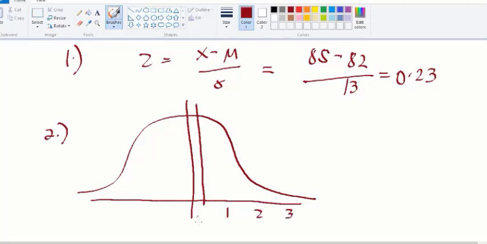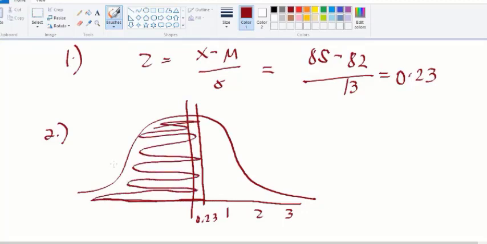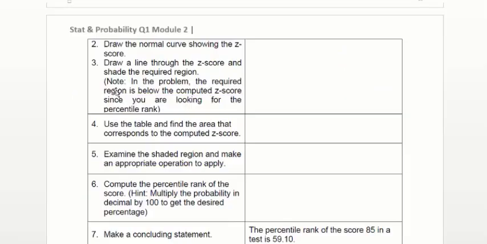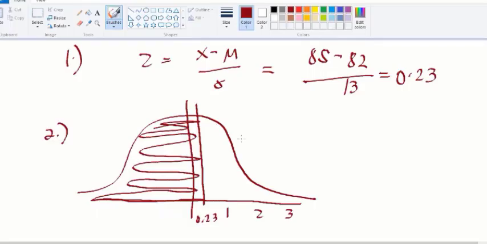Okay. So, 0.23. And then, remember, ang percentile rank is, di ba, from that point at lahat nung nasa baba niya. Okay. So, yan siya lahat. Okay. So, number 3, tama na ba? Yun na ba yun? Draw a line. Okay, I did already draw a line through the z-score and shaded the required region. Okay, I already did that. So, that is process number 3.